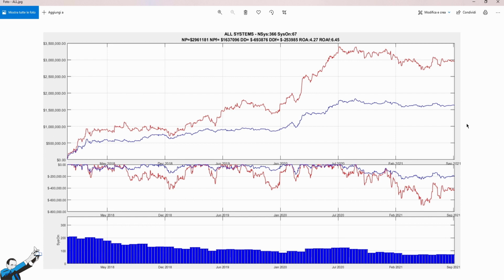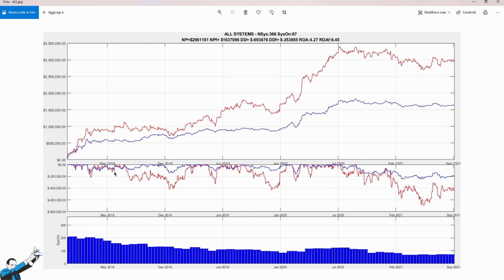If we look at this image, we can clearly see that the results of the unfiltered equity curve, that is the red one, are definitely much better than those of the blue line, which represents the performance of the strategies filtered by Titan. So with Titan's filters enabled, the net profit goes down from 2.9 million to about 1.637 million. This is a huge drop, but the filtered profit is still very interesting.